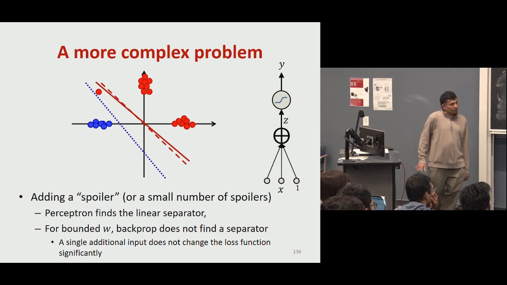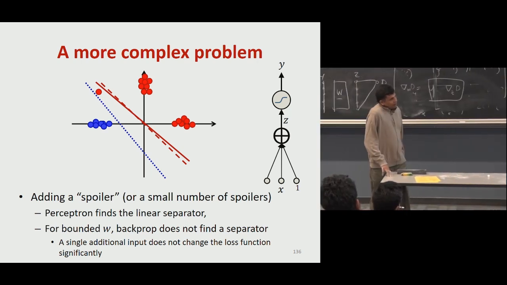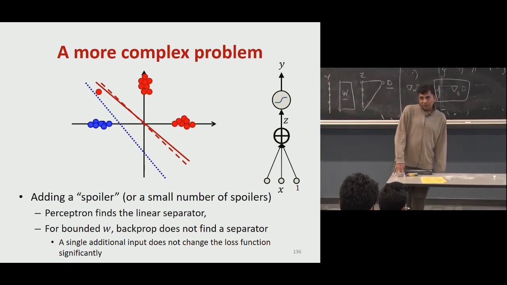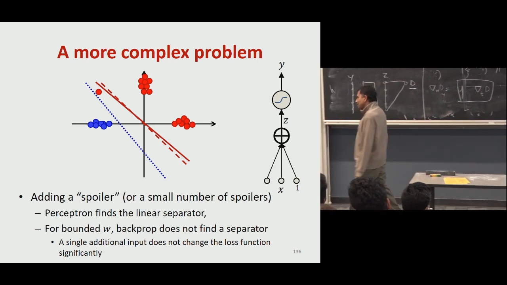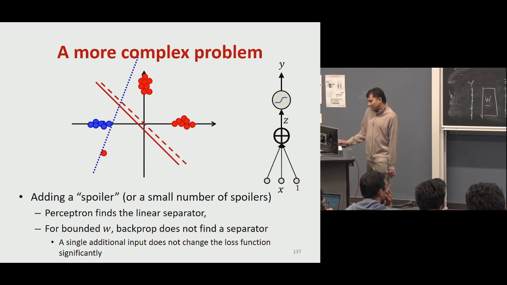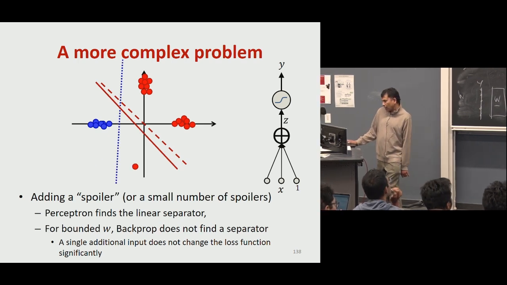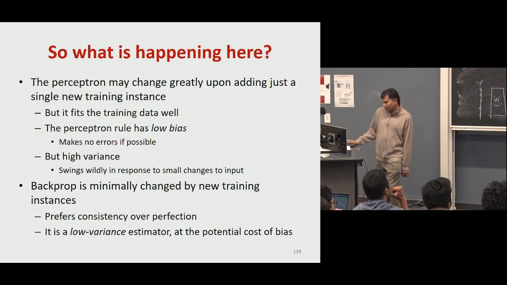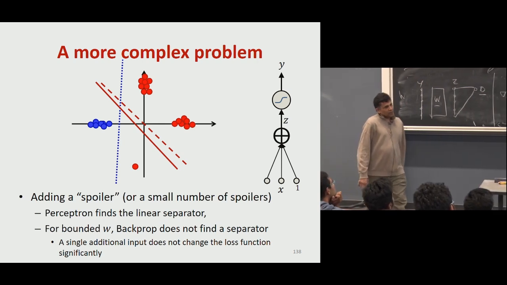What will happen with the perceptron algorithm? The perceptron algorithm is going to give you the dotted blue line. Backprop is going to give you the slightly shifted red line, right? As I keep moving this dot around, you will find that in every single case, the perceptron algorithm is going to swing around and give you the correct answer. Backprop is going to move just a little bit and will not give you the correct answer.